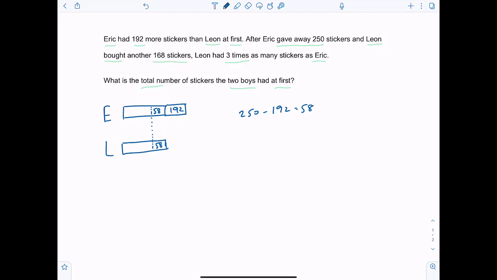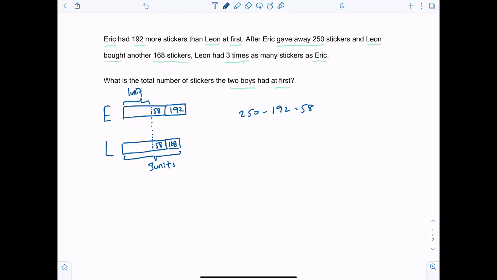Now next up, Leon bought another 168 stickers. So for Leon, he added to his collection another 168 stickers. And because of that, Leon had 3 times as many stickers as Eric. So this new amount of stickers for Leon will be 3 units, and this new amount of stickers for Eric will be 1 unit, right? Remember, Eric gave away this part. It's no longer there. So what's left is just this 1 unit.